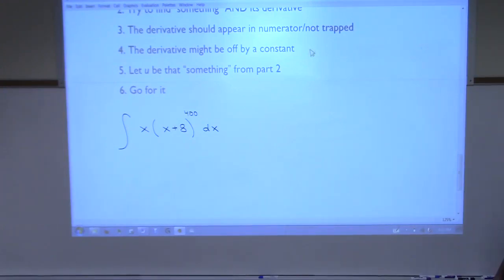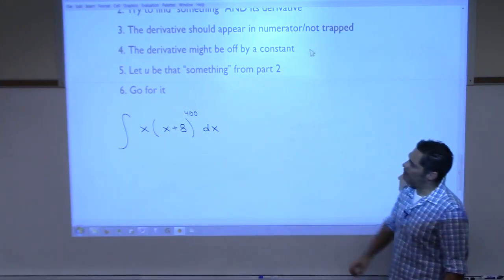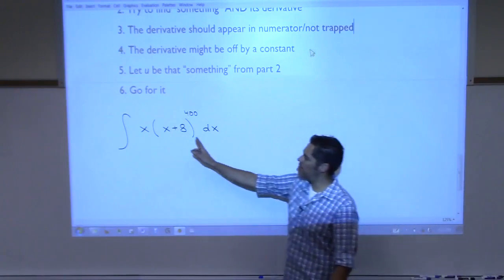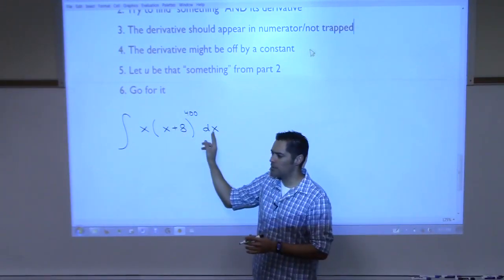X plus 8? Why? Because it's inside the parentheses? So you just want to make that u? Okay. Do you see its derivative there? What's the derivative of x plus 8? It's just 1 or just dx, right? So you see it there. The derivative of this is just 1 dx, or just dx, and there it is.